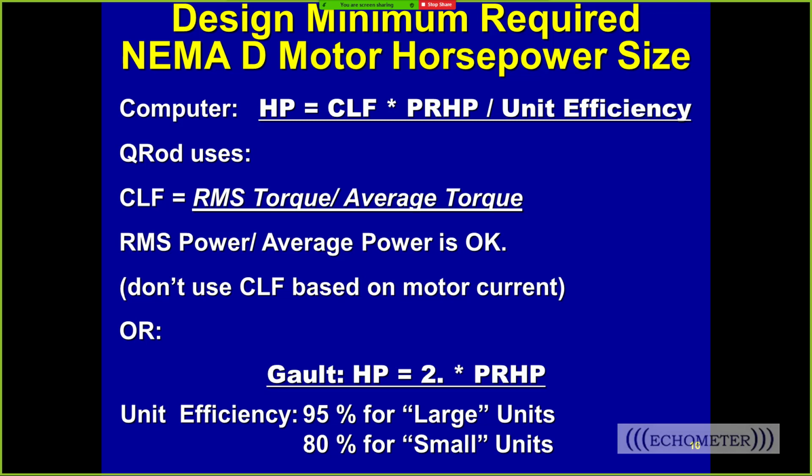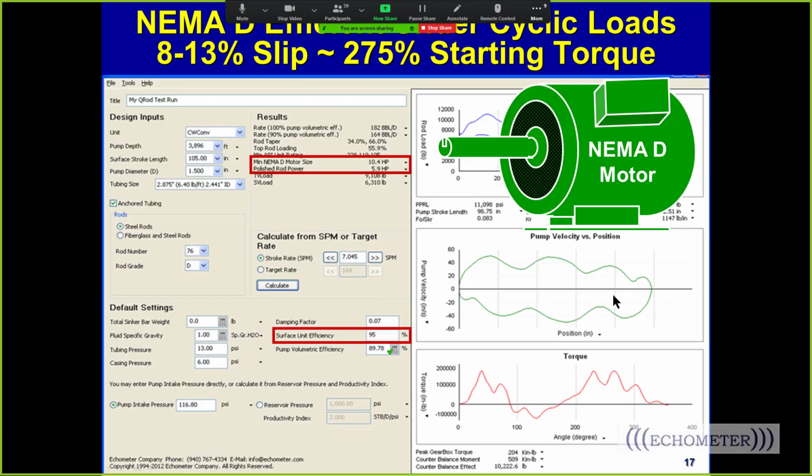Now, Bob Galt was a famous sucker rod pumping unit designer, and Bob Galt said, don't worry about this, just take the polished rod horsepower when the fluid level's deep and take it times 2, and that will give you the correct size of motor. But QRod uses this method. This is the method QRod uses to calculate the input motor size, the horsepower. So when you click calculate in QRod, it's going to design you a NEMA D motor. A NEMA D motor typically has from 8 to 13% slip. It acts like it's a much bigger motor to start, like 3 times bigger. It's got 275% starting torque. So even though it's a small motor, it has a big push to start up.